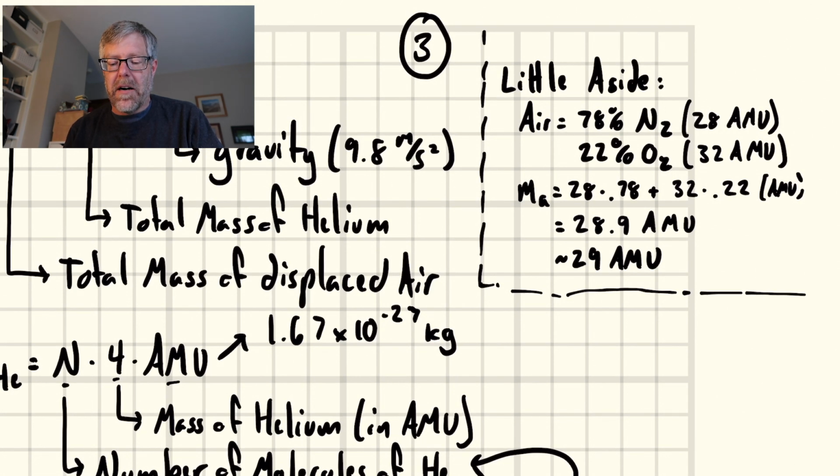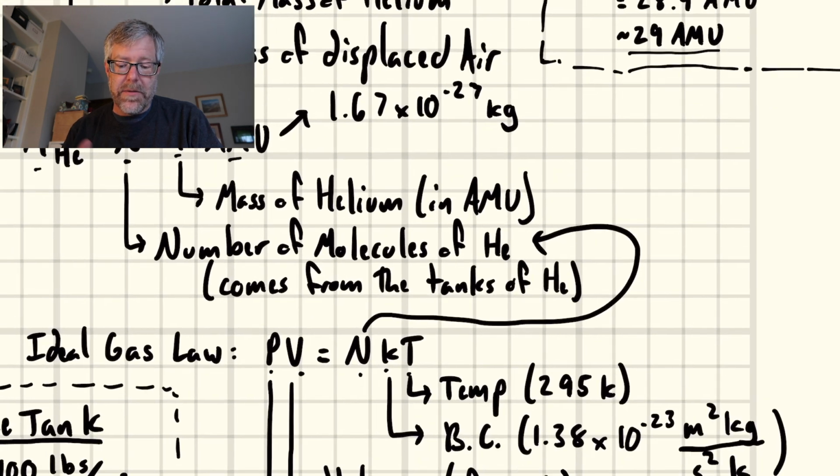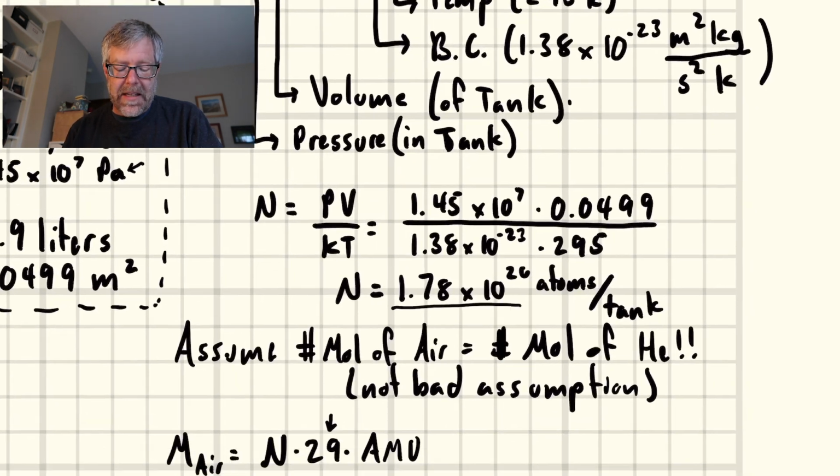Well, we can do a little bit of math here. We know that air around us is about 78% N2, which is 28 AMU, and about 22% O2, which is 32 AMU. We do some math there, and we come up with about 29 AMU. So air is about 29 AMU. That's what the average mass is.